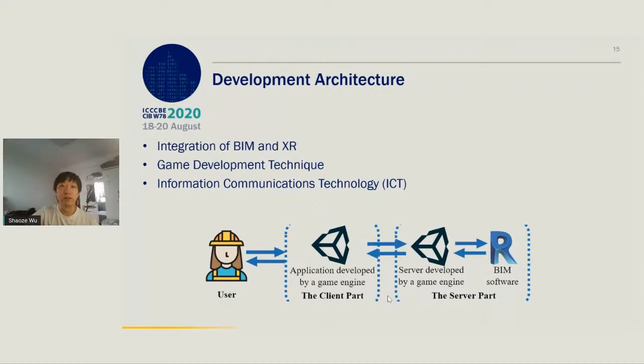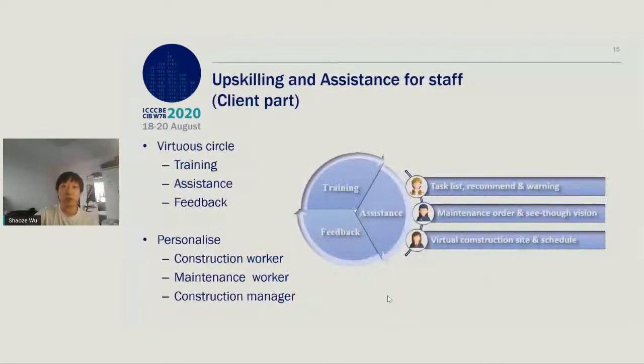Using this architecture, the client part delivers the location of its user to the server part. The server extracts the context-aware information from BIM and transmits it to the user. The architecture lowers the barrier to developing BIM-XR while providing interactive functions.